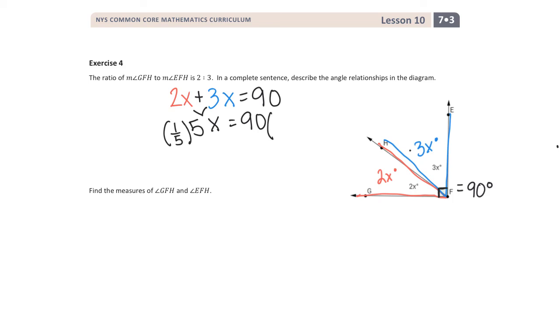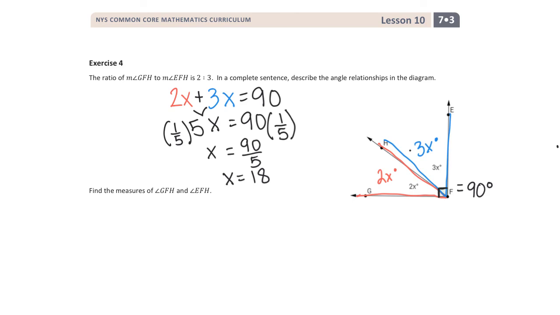And what I do to one side, I have to do to the other. So now I know that when I multiply a number times its multiplicative inverse, I get 1. So now I have 1x equals 90 divided by 5. Go ahead and take out your calculator to solve for that. So 90 divided by 5 is going to give us 18. So now we know that x equals 18.